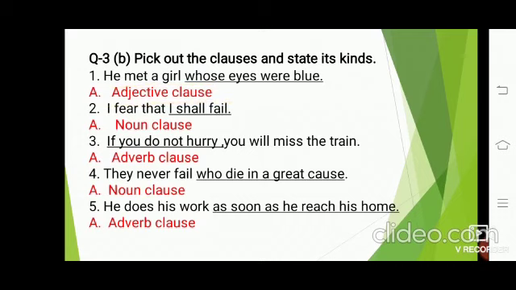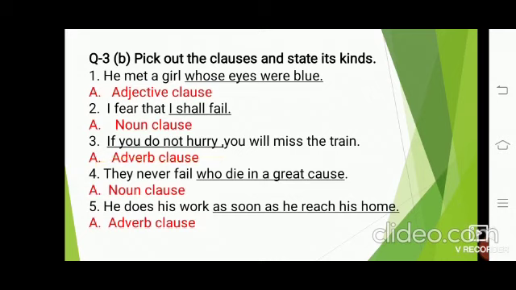I fear that I shall fail. So that I shall fail is a clause, and which clause is it? I fear what? That I shall fail. So this is a noun clause. If you do not hurry, you will miss the train. If you do not hurry is a clause, because you will miss the train makes meaning, but if you do not hurry sounds a little incomplete. It shows the condition. So it is an adverb clause that shows the condition.